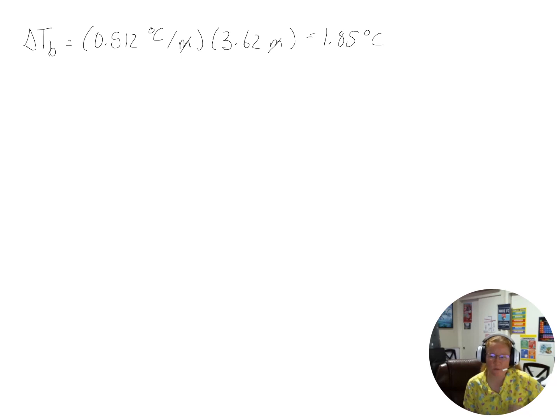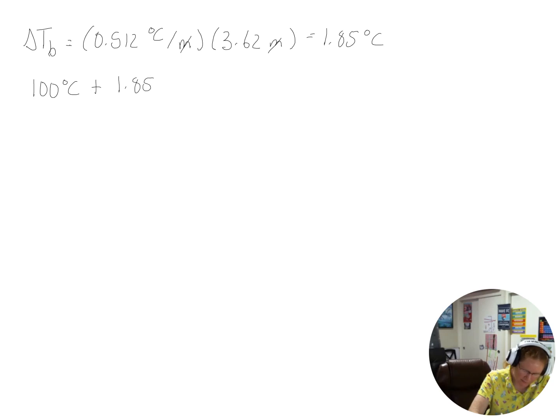So we're going to take the original boiling point of water and add the 1.85 degrees to it. So the boiling point of water is 100 degrees Celsius. So 100 degrees Celsius plus 1.85 degrees Celsius gives us 101.85 degrees Celsius. So this much ethylene glycol in that quantity of water changes the boiling point to 101.85. Now let's look at our change in freezing point.